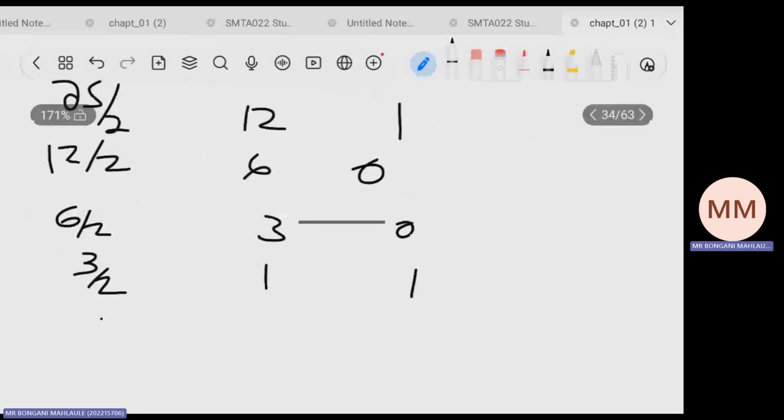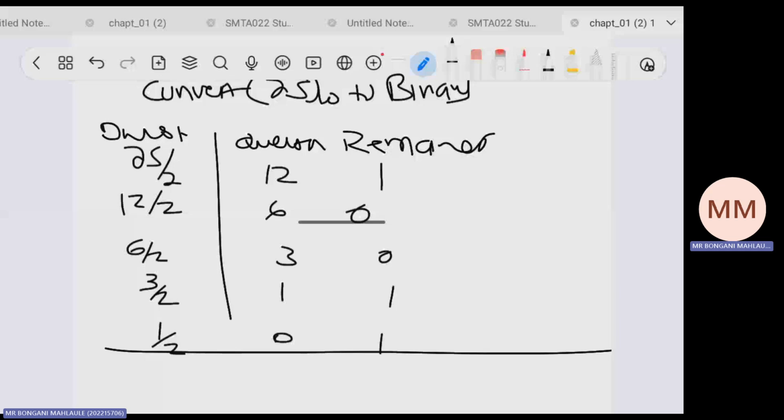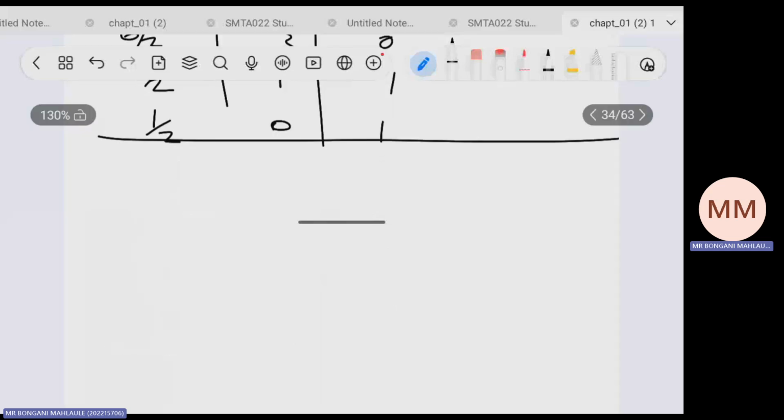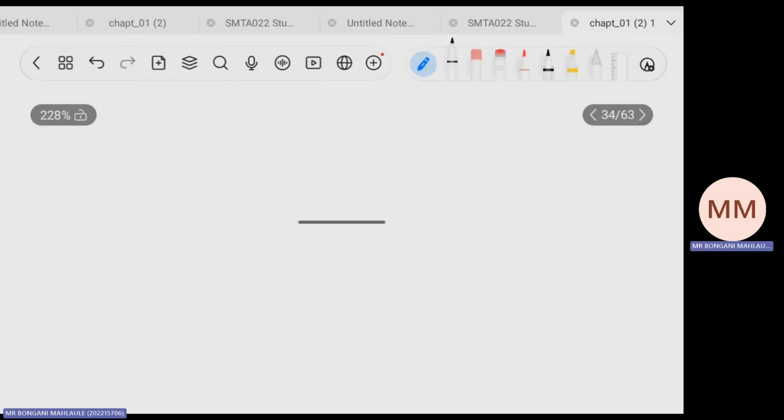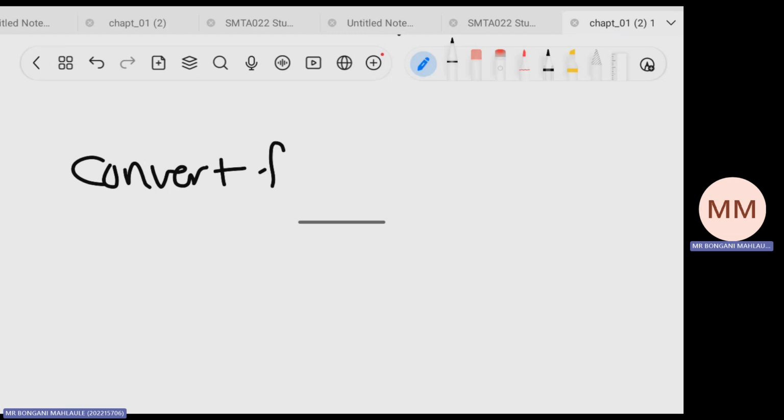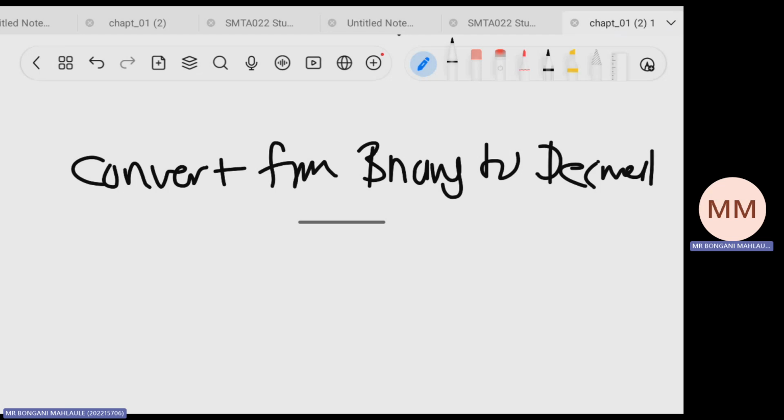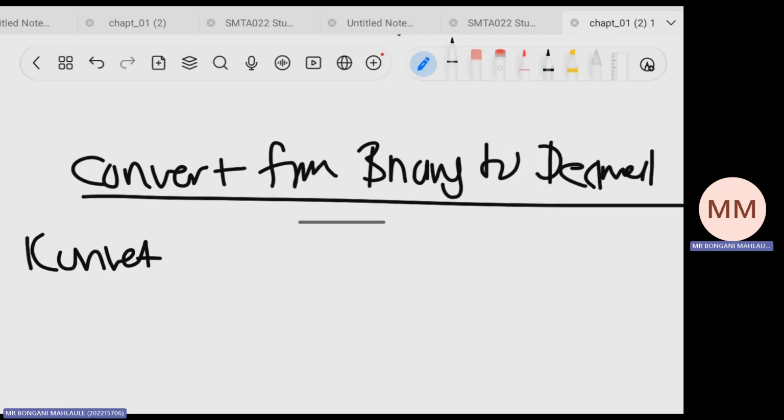Then the division. We've already done this, so now I want us to convert from binary to decimal. They say convert to decimal.